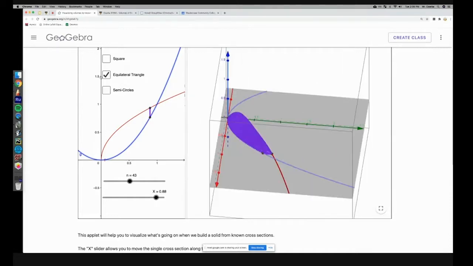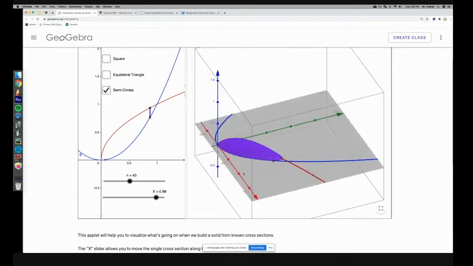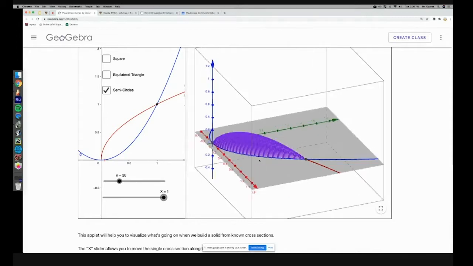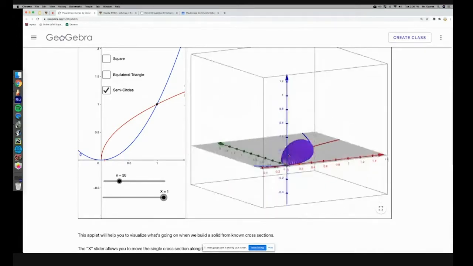Kind of a cool looking shape. And then if you do semicircles, this one's my favorite. It looks almost like a little dome. Let's do this. They're just semicircles, so it's just the area of a circle divided by 2.